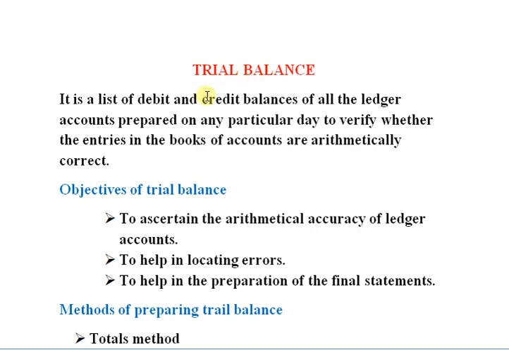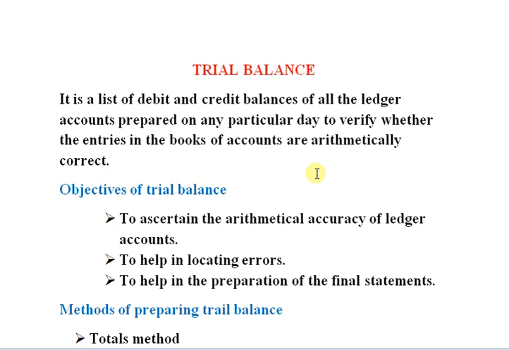What is this trial balance? It is a list of debit and credit balances of all the ledger accounts. If we are making the ledger accounts, we make a list of the debit and credit balances of all the ledger accounts. Why make that? To verify whether the entries in the books of accounts are arithmetically correct. So trial balance is a list of debit and credit balances of all the ledger accounts prepared on any particular day to verify whether the entries in the books of accounts are arithmetically correct.